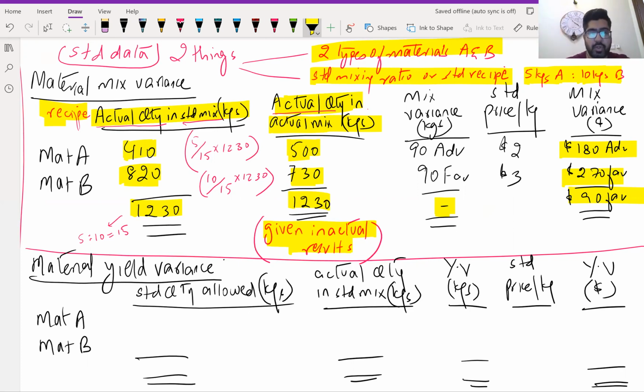That's it. So recipe stated standard mix stated A 410. You input more, 90 adverse. Recipe stated 820 B. You input less, 90 favorable. Net of 0. Multiply by the standard price per kg.